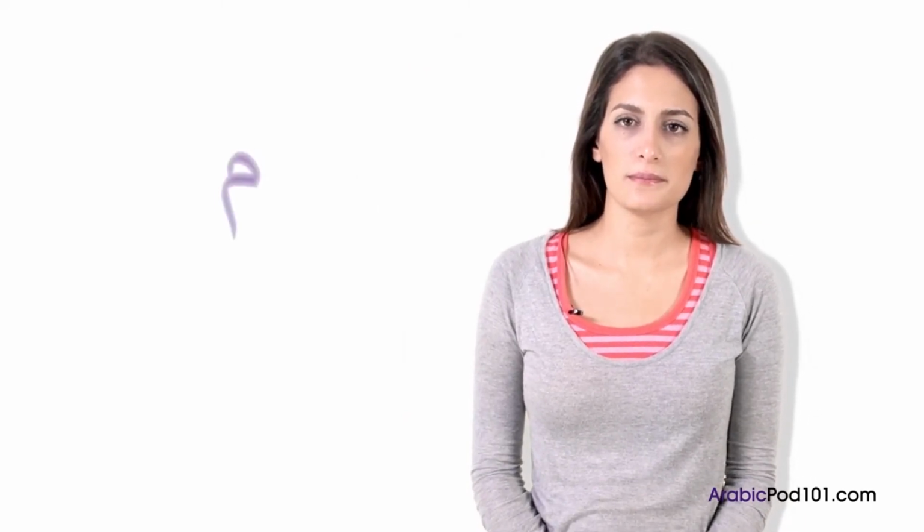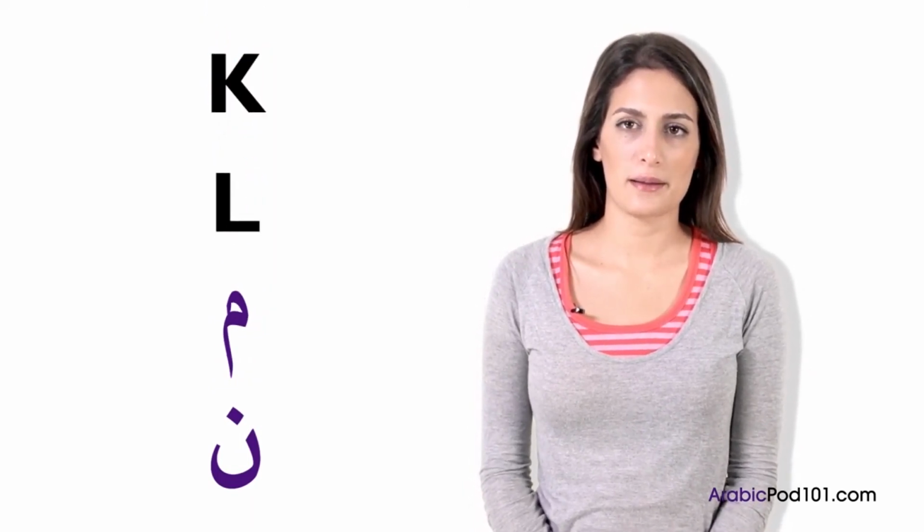They are Meem and Noon. Note how Kaf, Lam, Meem, Noon are arranged just like in the English alphabet, K, L, M, N. This should make it easier for you to memorize the Arabic alphabet. Now let's start with our first letter, Meem. This letter sounds just like the English M, and it should be pretty easy to pronounce.